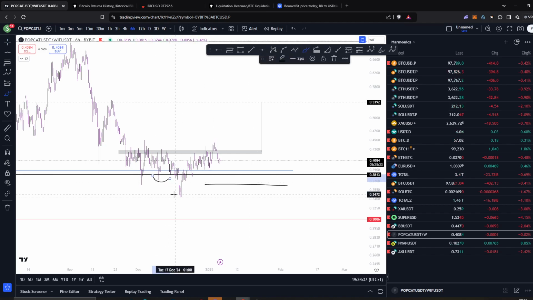I was looking at this as an inverse head and shoulders, and you did try to break that up, but you basically just SFP this high and start breaking down again. This is generally bearish. So if this goes down, that means Whiff is starting to outperform Popcat, which does make sense if you look at the charts, because the structure of Whiff looks a ton better than Popcat.